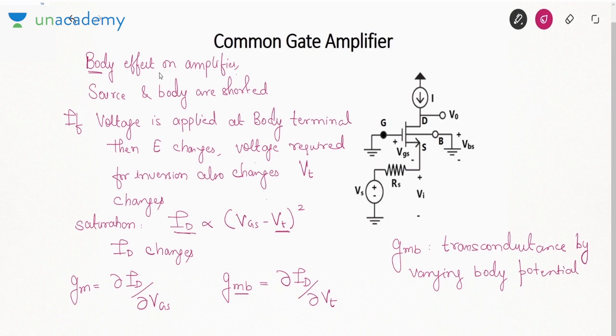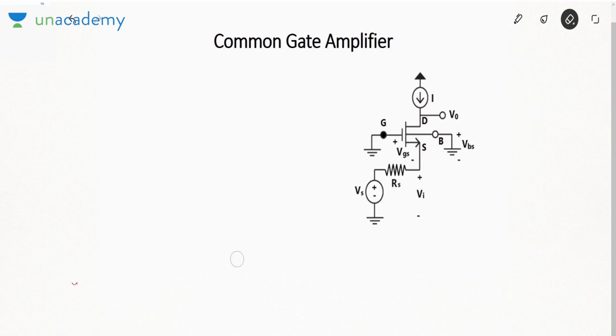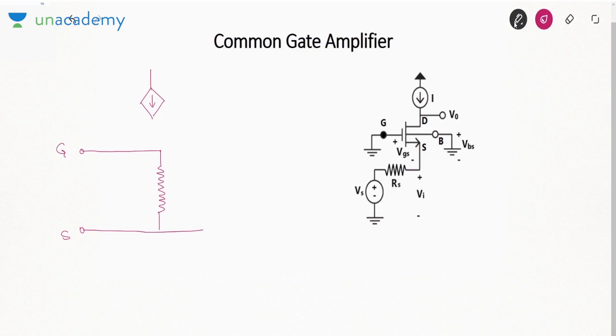Now based on these two transconductances, I can modify the T model that we studied for the MOSFET. I told you about two models, hybrid pi model and T model. In T model, what we did is, there was a gate terminal, then there was a resistance between gate and source. This is gate, this is source. Then there was a current source. Then there was an output resistance.